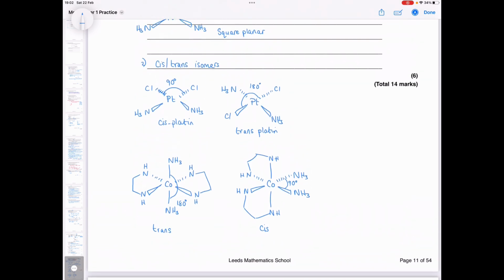And then finally, optical isomerism. For this one, we can actually just show the cis, we can show the opposite optical isomer for this cis version.